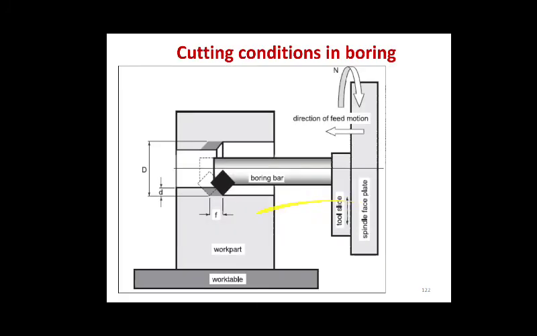Boring, we know, is the process of producing circular internal profiles on a hole made by drilling or other processes. It uses a single point cutting tool called a boring bar. In boring, the boring bar can be rotated or the workpiece can be rotated. Machine tools which rotate the boring bar against a stationary workpiece are called boring machines, also boring mills. Boring can also be accomplished on a turning machine with a stationary bar positioned in the tool post and a rotating workpiece held in the lathe chuck. This is what the cutting conditions in boring are.